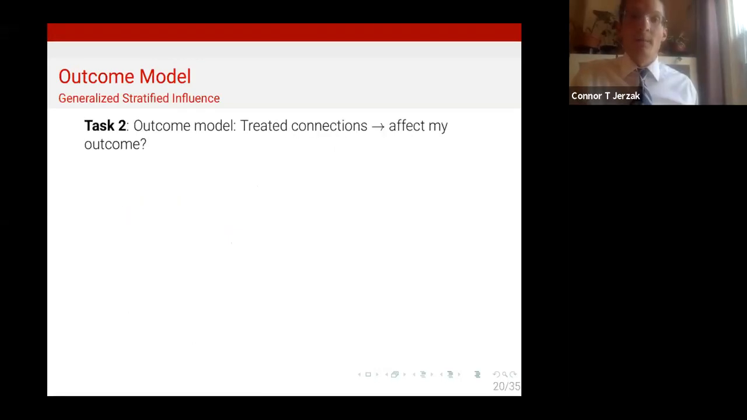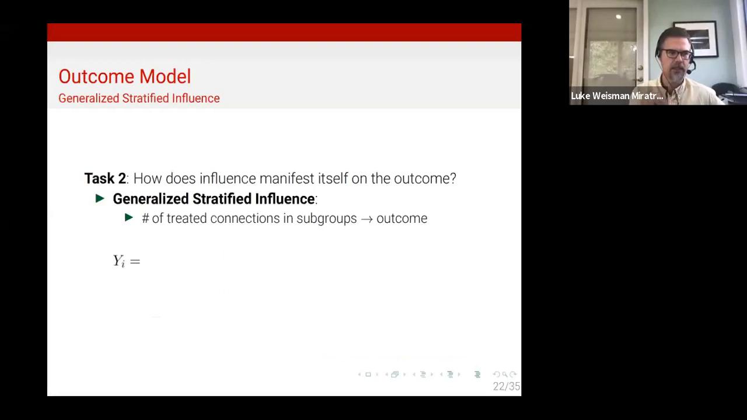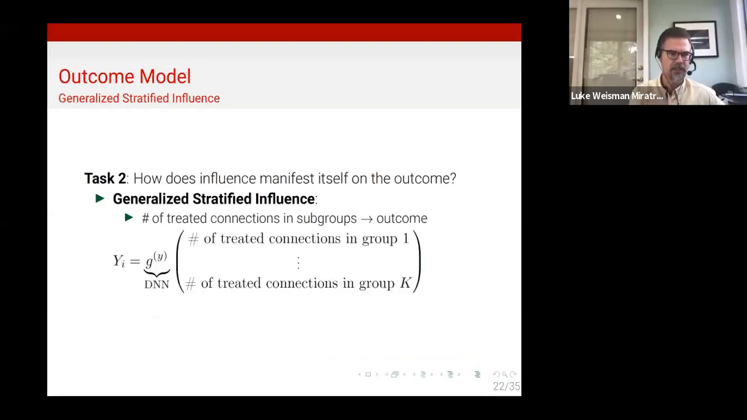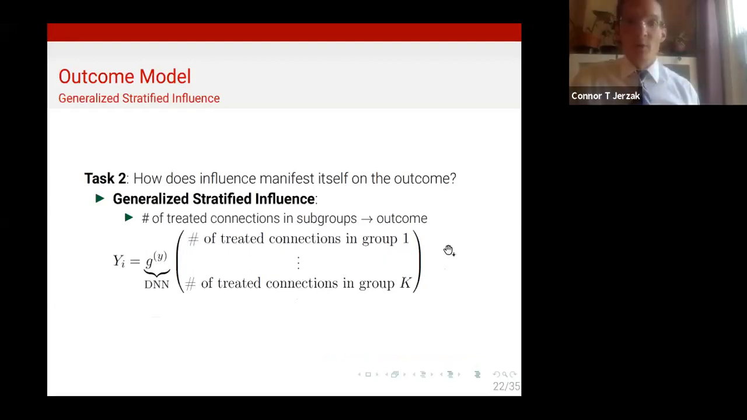Exactly. That function right now is written as G, and you're fitting a neural net, but there are only K inputs to this particular neural net, which is essentially a bunch of integers of the estimated number of connections for each of these latent groups. Yes, that's right. We'd have K different components to this, and we could then apply a nonlinear function on top of that.